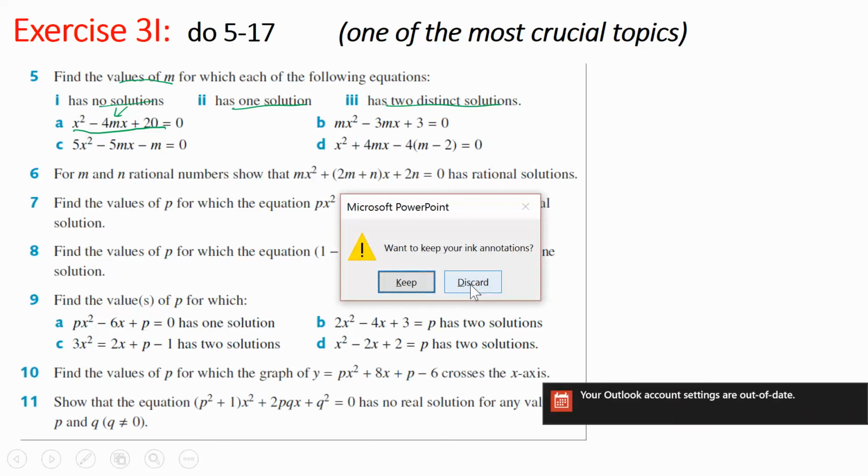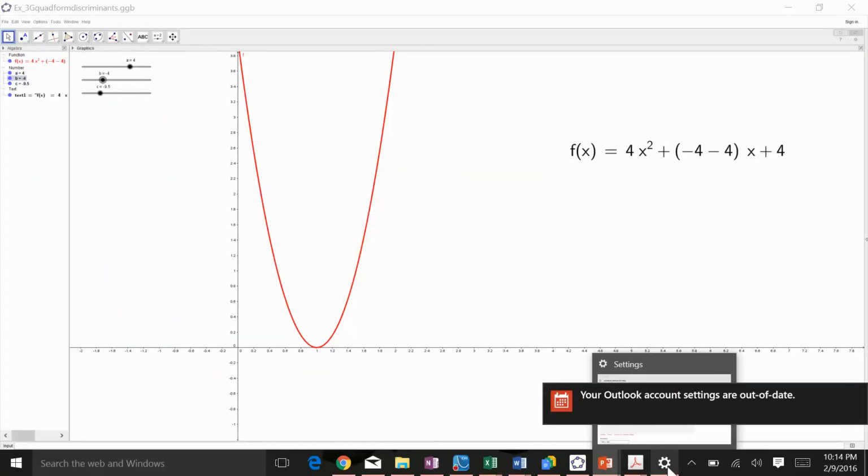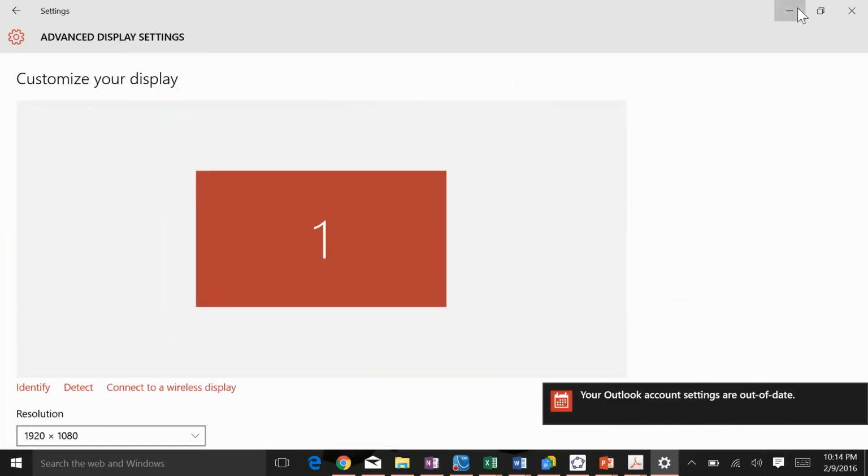Should I discard? Yeah, I probably should. How do I stop the video?